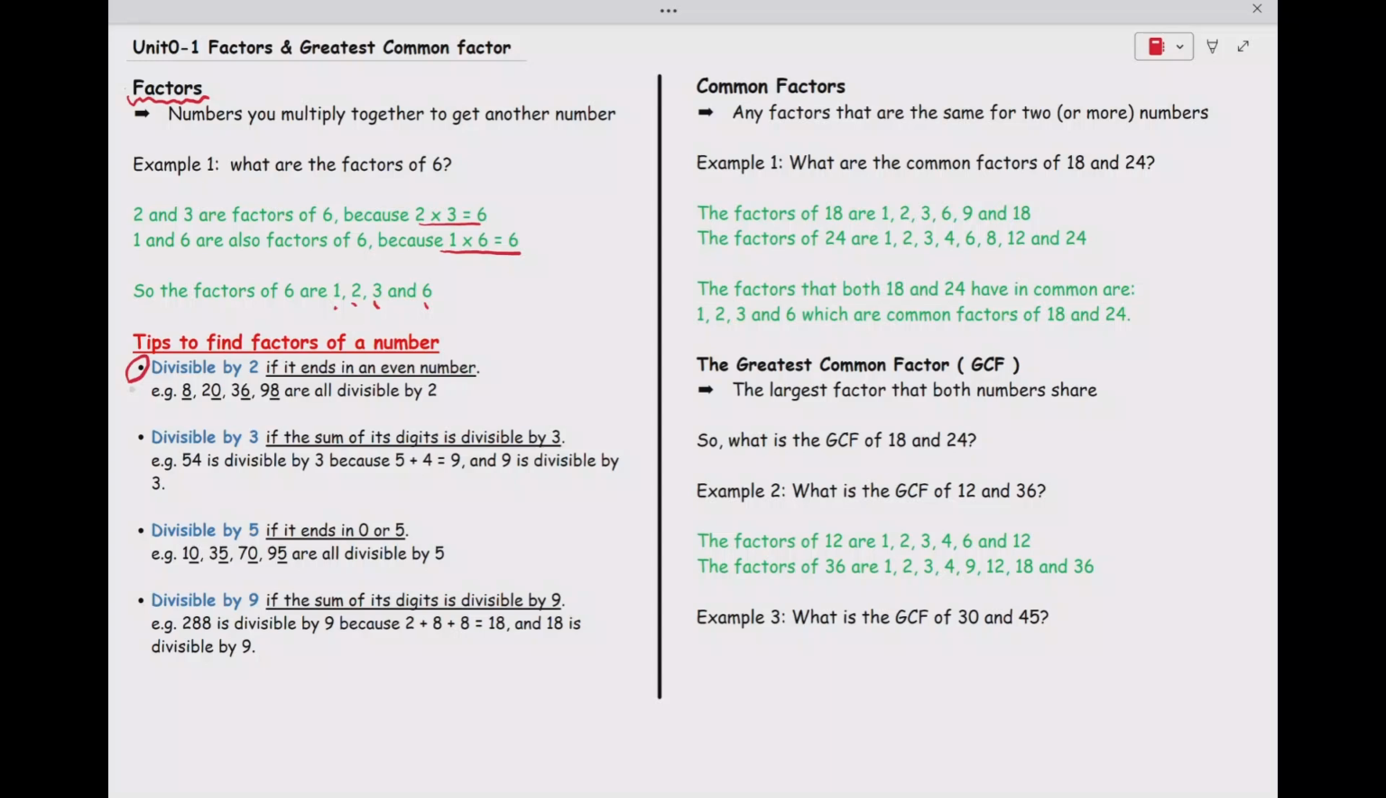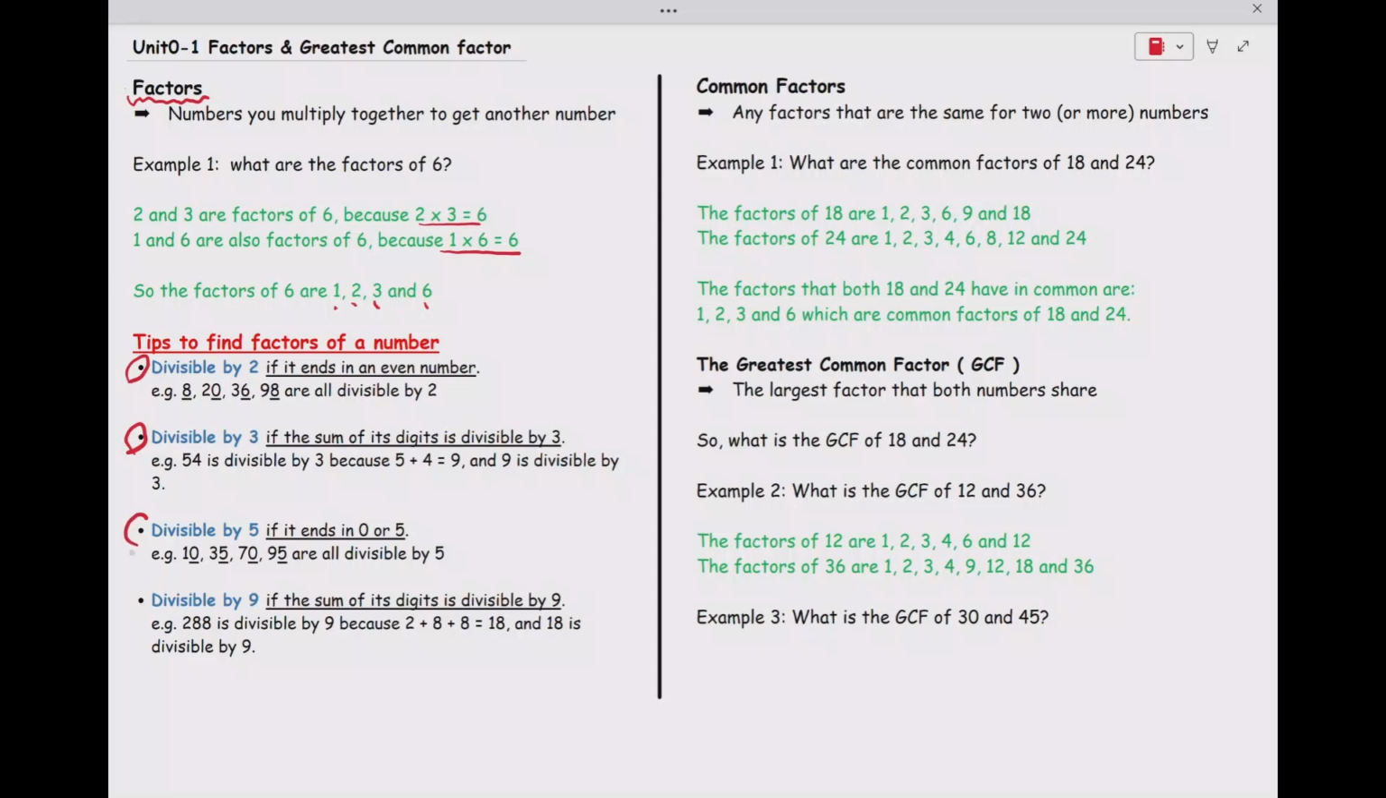Number 2 trick. A number divisible by 3. A number is divisible by 3 if the sum of its digits is divisible by 3. For example, 54 is divisible by 3 because 5 plus 4 equals 9, and 9 is divisible by 3. So, 3 is always a factor for these numbers.